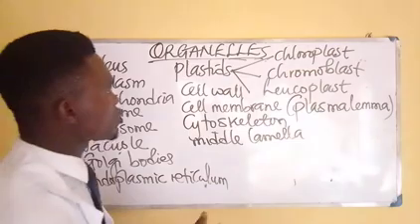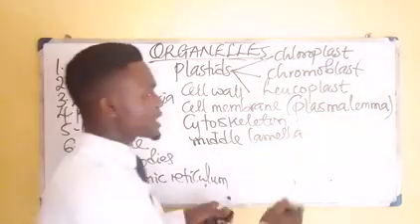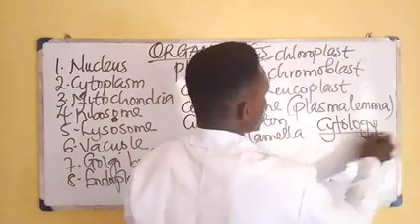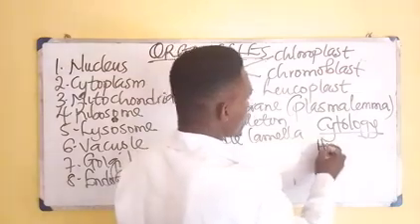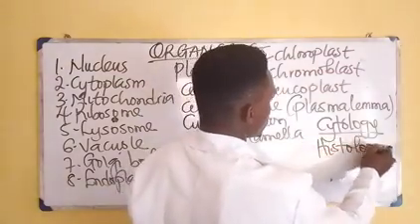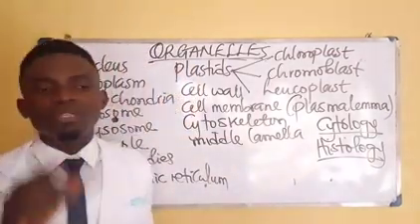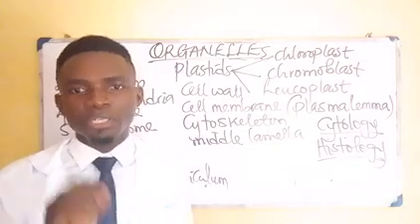And please take note of this. The study of the cell is called cytology. The study of tissues is called histology. The study of organs is called organology. Please take note of that. It is very, very important.